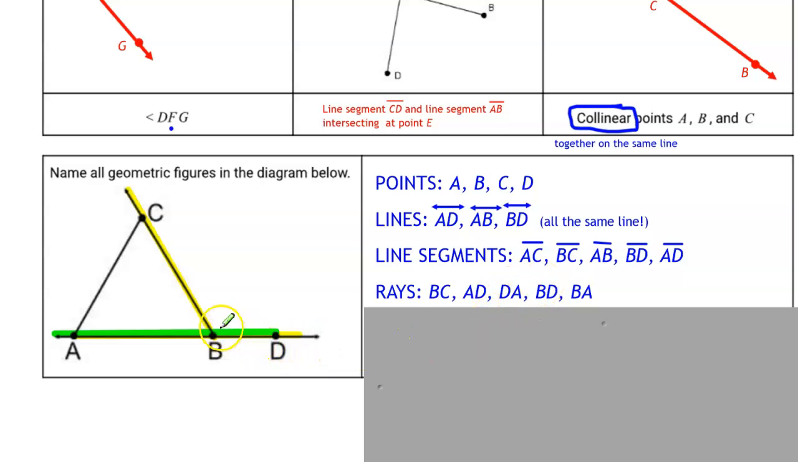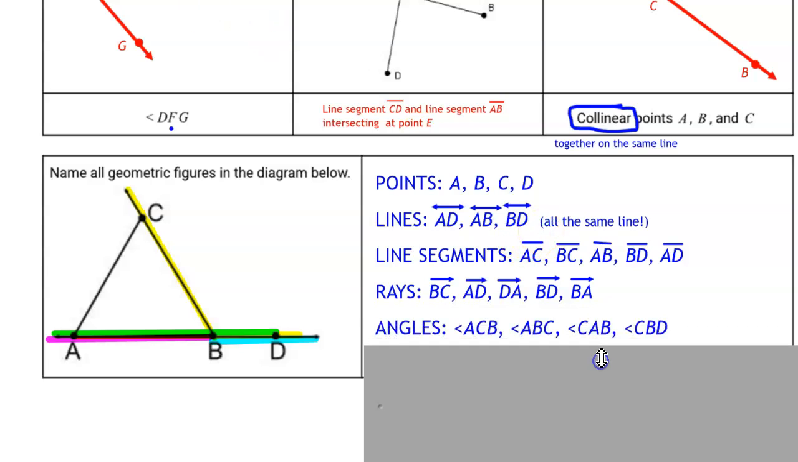Ray BD starts at B and goes through D, so it's going in this sort of way here. And then ray BA is going to start at B and continue through A, which looks like this. And of course, since they're rays, we're using the correct notation for rays, which is no arrow on one side, but an arrow on the other side.